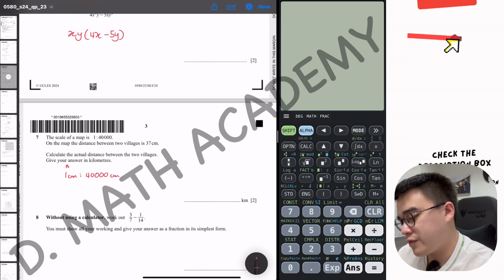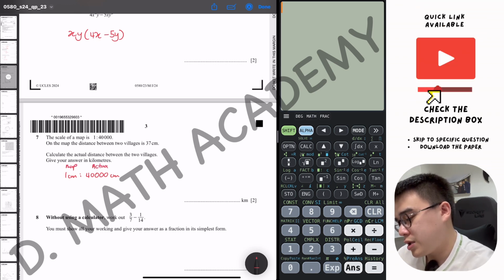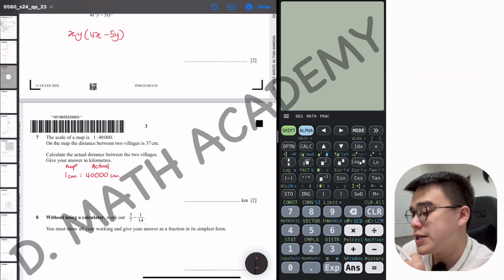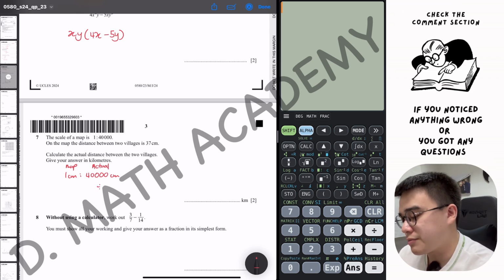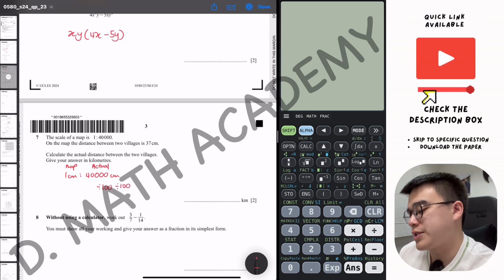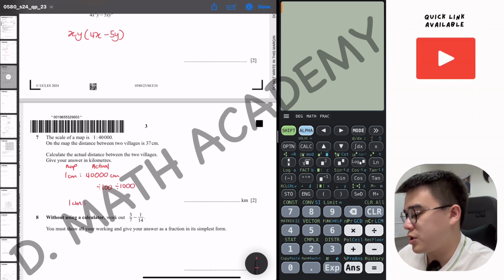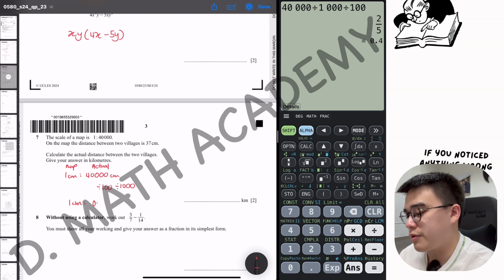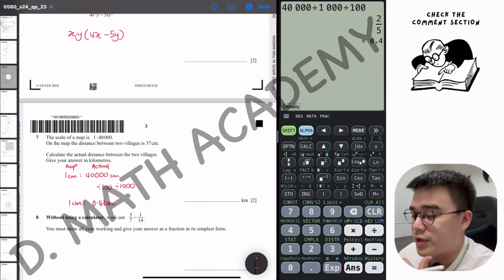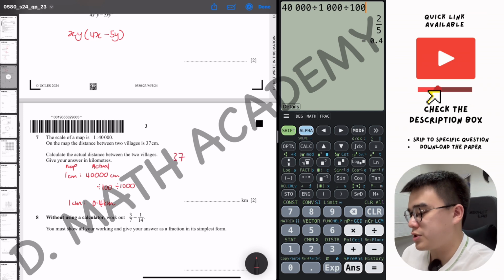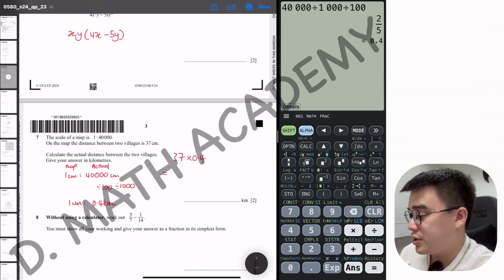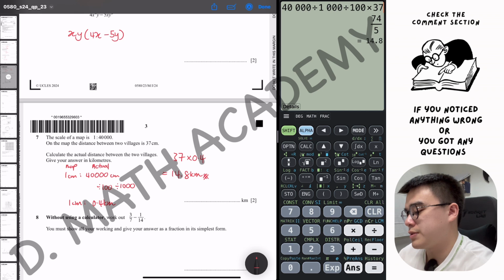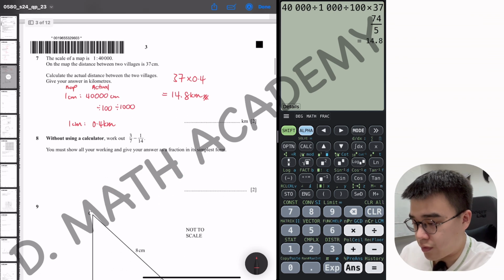So the 1 cm is referring to the map. The actual real life size is 40,000. So they want to make it into kilometers first. For cm to become kilometers, you need to divide by 100, making it meters, and then 1,000. So your 1 centimeter is equivalent to 40,000 divided by 1,000 divided by 100. It's actually 0.4 kilometers. So if the distance between the two villages is 37, just take 37 times 0.4, and you should get the answer as 14.8 kilometers. Okay, so that's it for question 7.